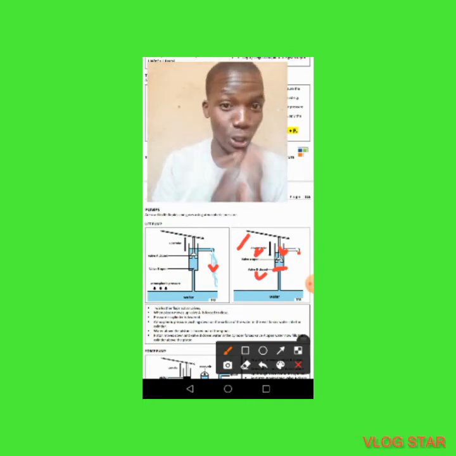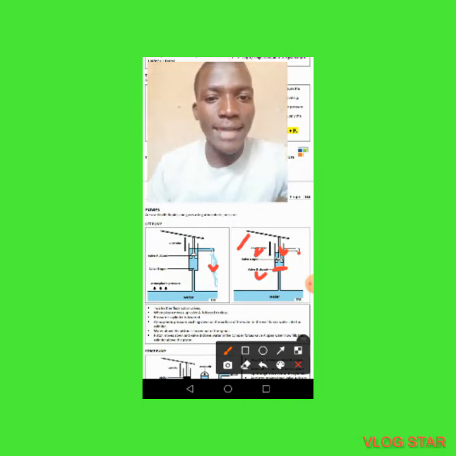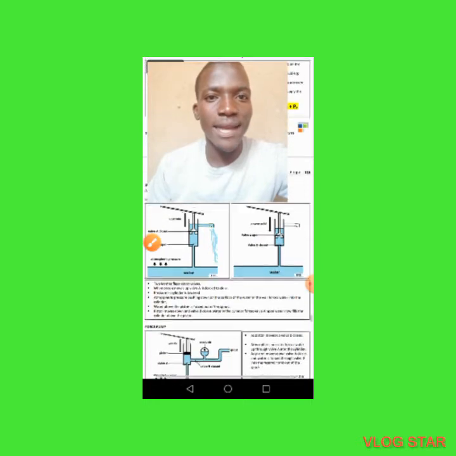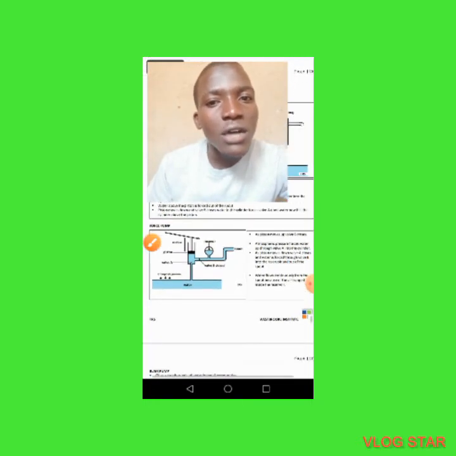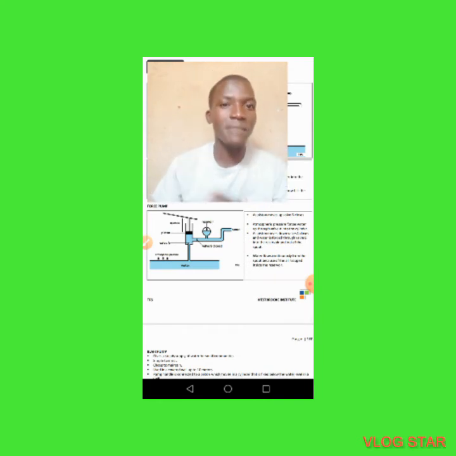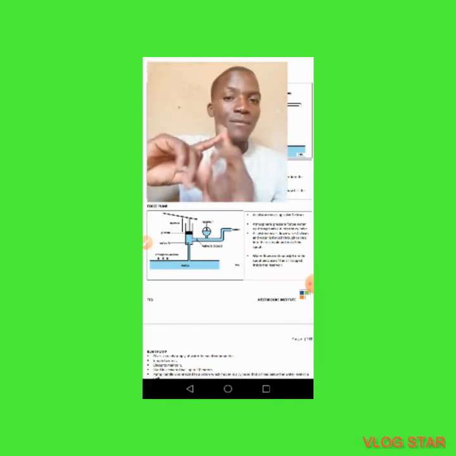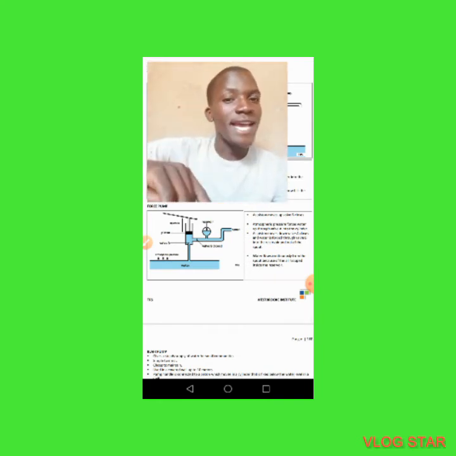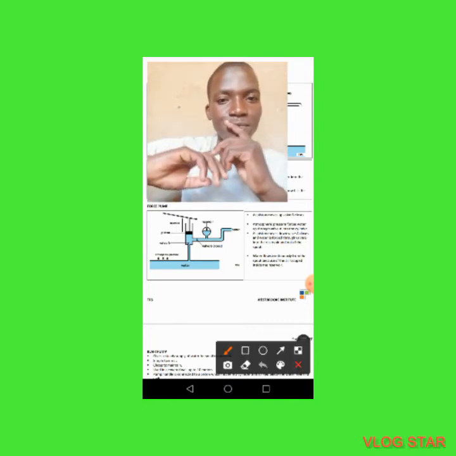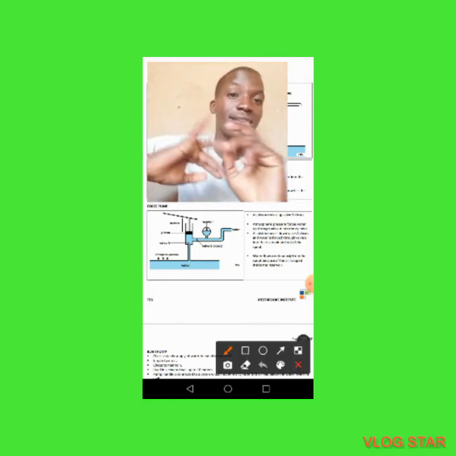I think you are assisted. Alright, let me teach you something on the force pump. This is the force pump. The force pump is very, very simple. It consists of the upper valve and the lower valve.